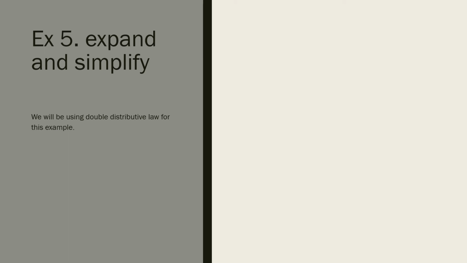Example 5. Expand and simplify. We will be using double distributive law for this example. The question is 2m plus 5y squared. This is the same as saying 2m plus 5y times 2m plus 5y. Once we've rewritten it, we can multiply the outside term by each bracket.